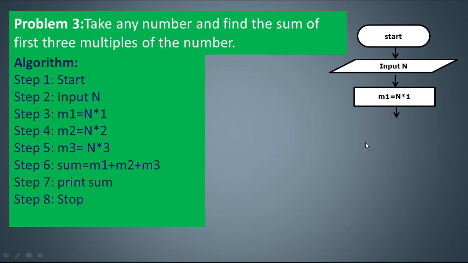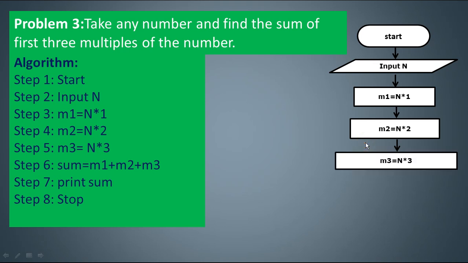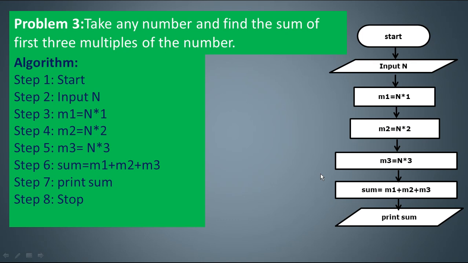Finding the first multiple, storing the value in m1, finding the second multiple, storing in m2, finding the third multiple, storing in m3. After that we have got the three multiples. Now sum the values of the multiples in this manner. It is exactly similar to your algorithm, but instead we have used some shapes. After that, displaying the answer and then stopping your job, that is stopping your flowchart. So this is your flowchart for this simple problem.